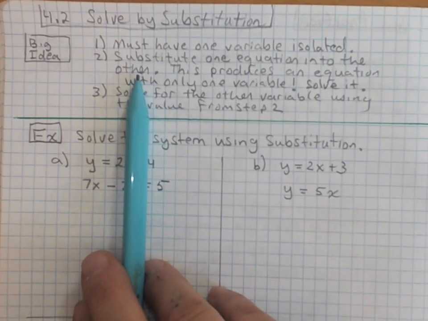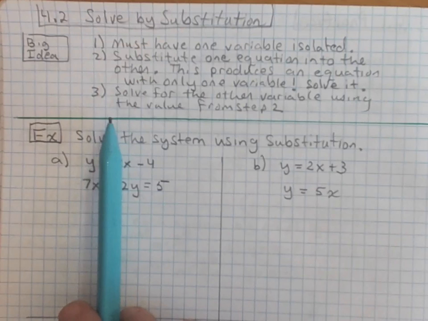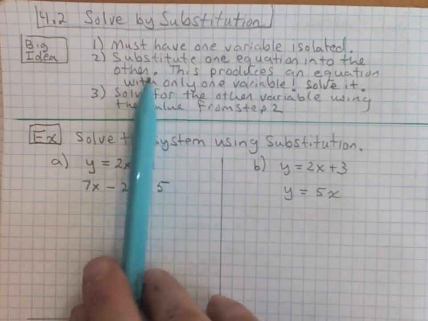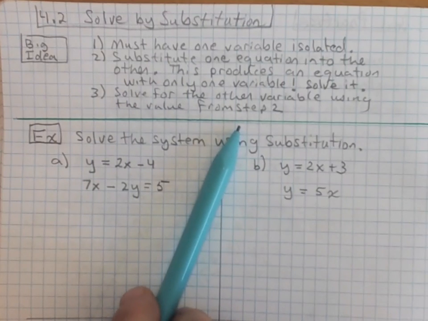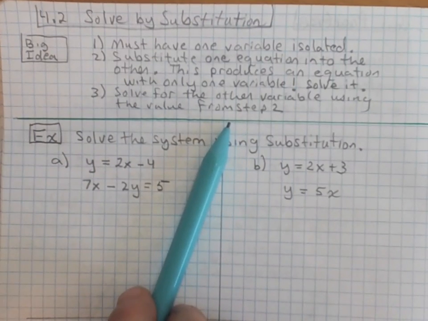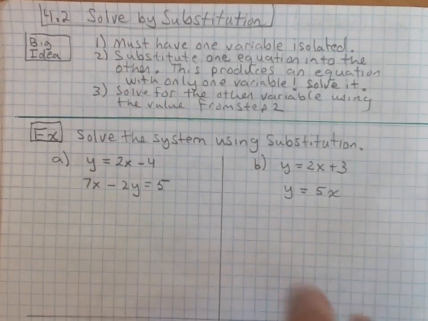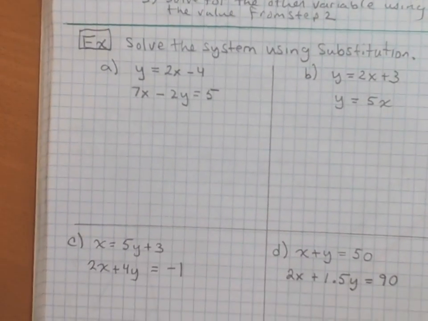And that combines them into a single equation, and one of the variables will be gone at that point. I'll show you how that looks. We're going to solve that equation and get that one variable value. Then we solve for the other variable using the value we got from step 2. I know there's a lot in there, so just watch the process. To start off, remember number 1, you have to have one variable that is isolated to make this work in the substitution method.